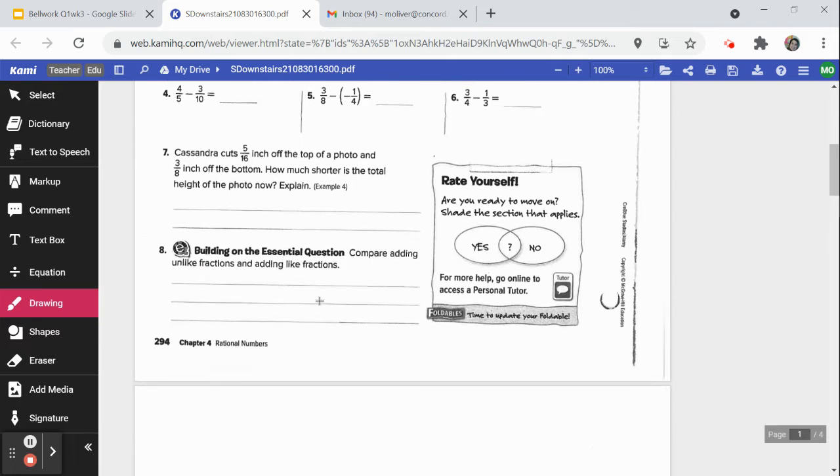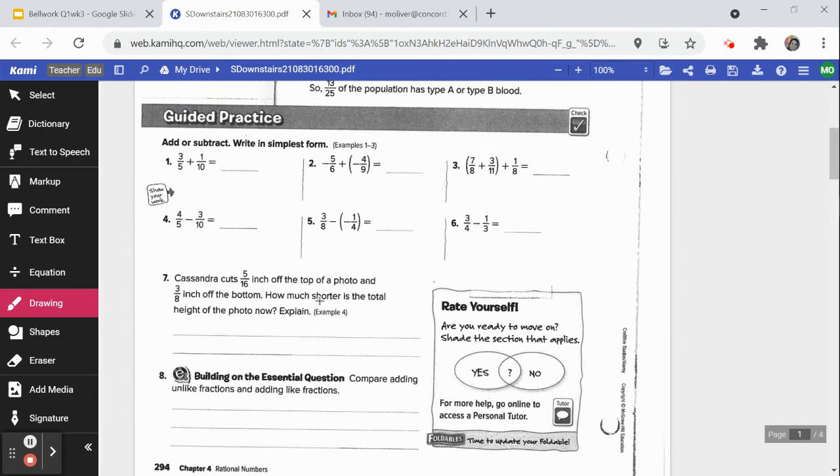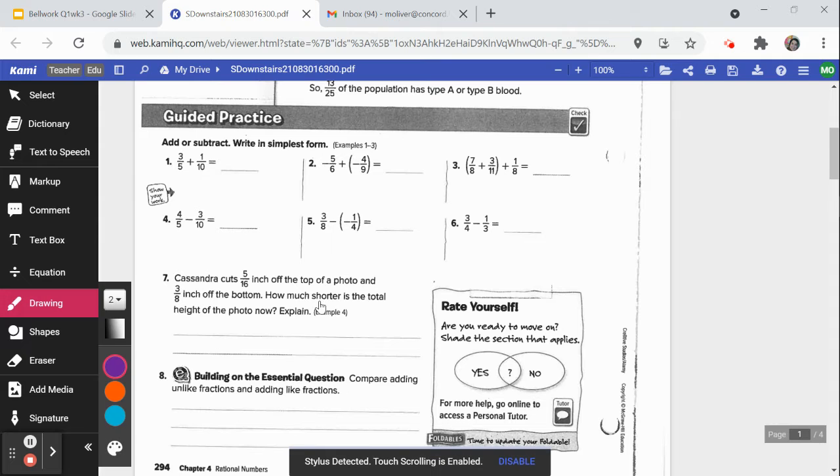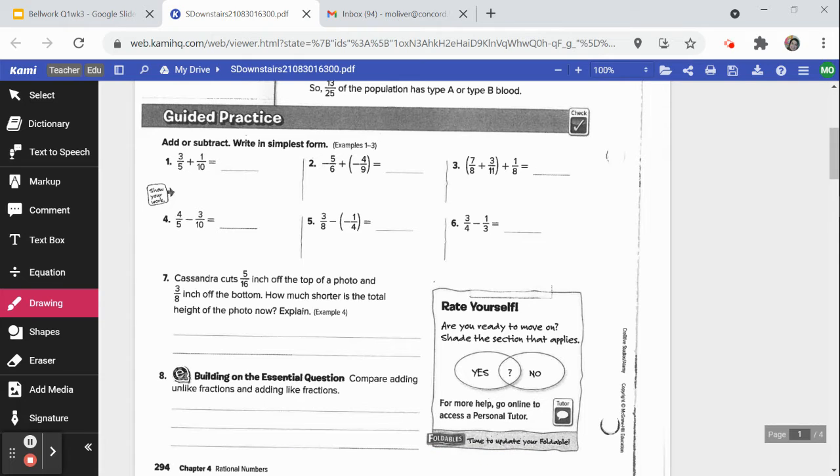If you go to your textbook to page 294, we have this guided practice. Make sure you're following along and doing this in your book as well. Remember, we're paying attention for two things. Do we have negatives? How many? And so we know if we're really adding or subtracting.